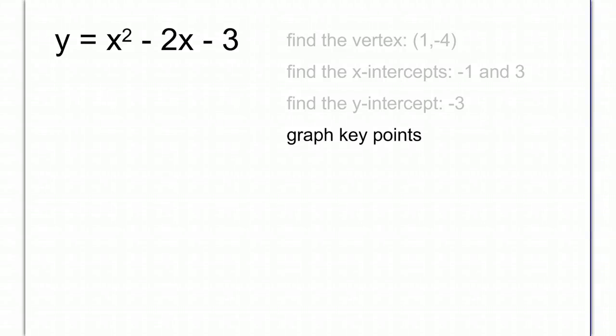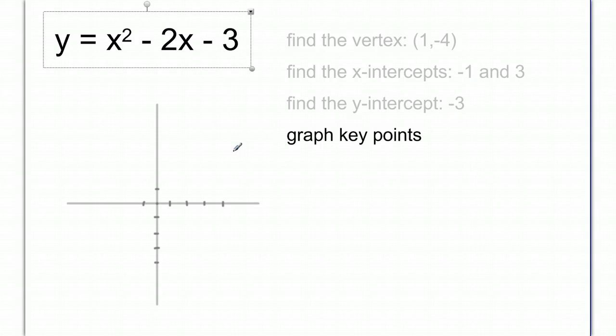Once you've gone through and identified your key points, such as your vertex, your x-intercepts, often there are two of them, and your y-intercept, you can graph these key points to get a pretty good sense of what your parabola looks like. Now, in this case here, we have a few different points we're going to graph.